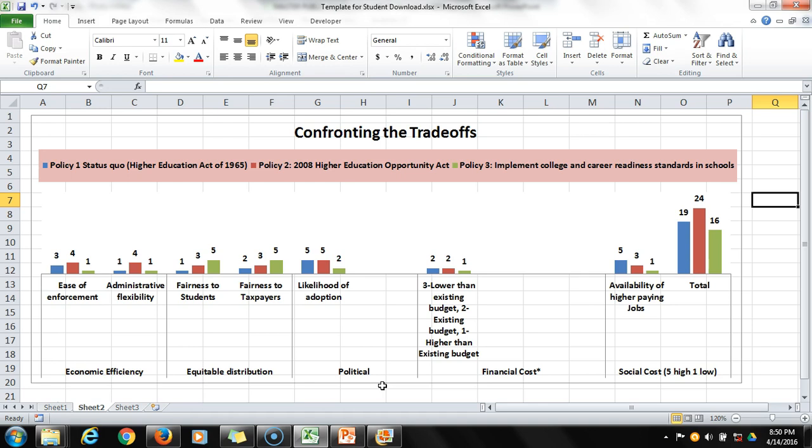So this is an example of confronting trade-offs. I'm going to take policy 2 as the adopted policy that I'm going to recommend to my boss, and we will be talking a little bit about that in the next lecture.